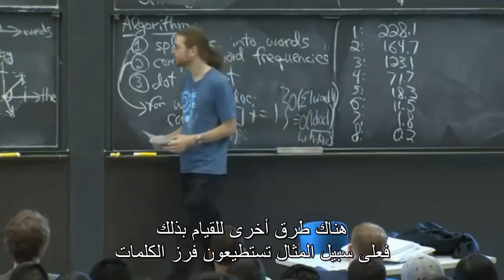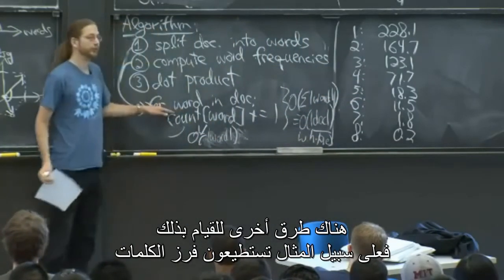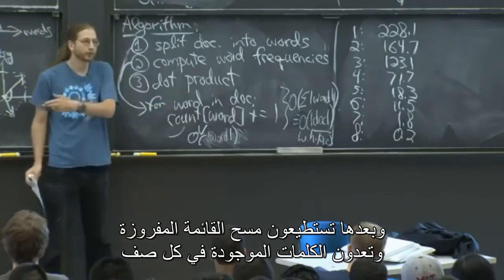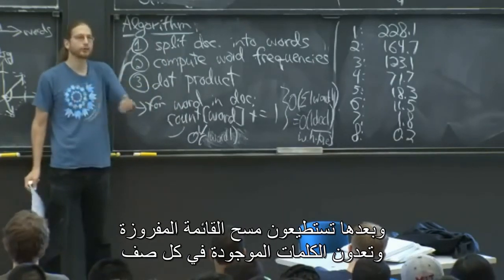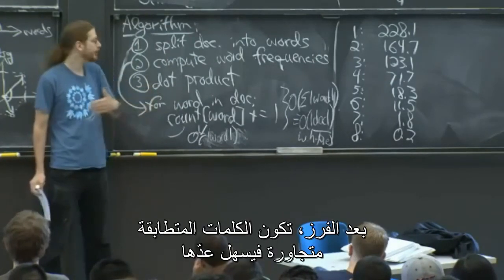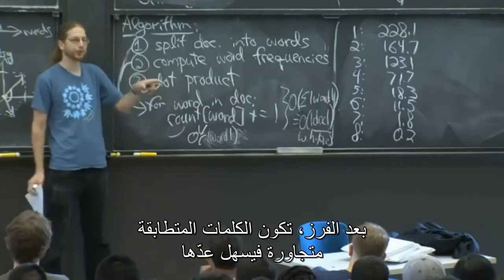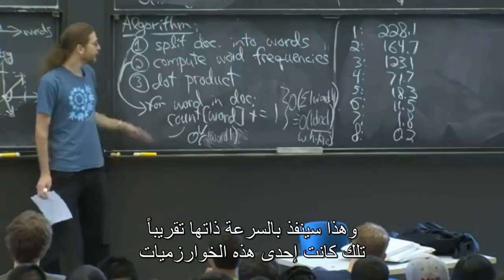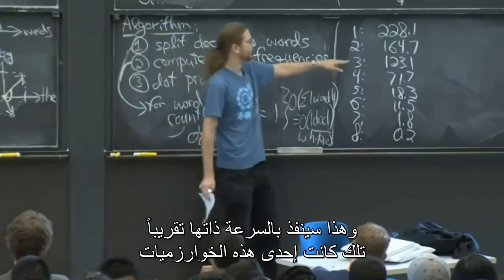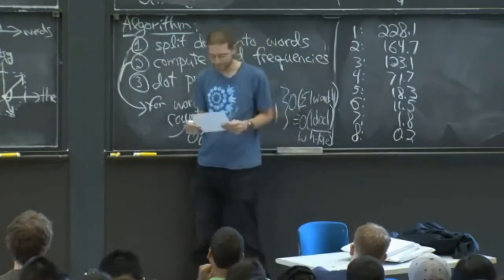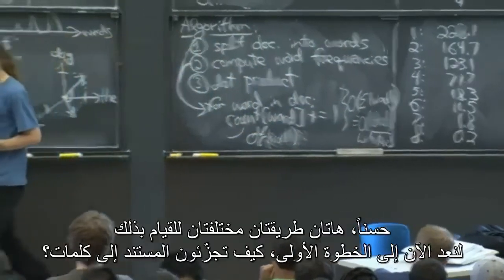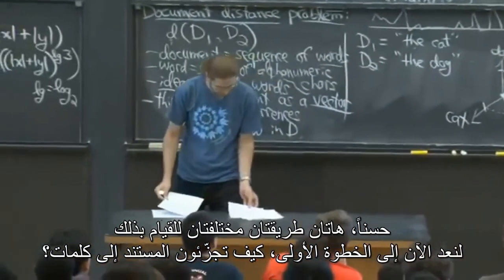There are other ways to do this. For example, you could sort the words and then run through the sorted list and count how many you get in a row for each one. If it's sorted, all the identical words are put right next to each other, so it's easy to count them. And that'll run almost as fast. That was one of these algorithms. OK, so that's a couple different ways to do that.